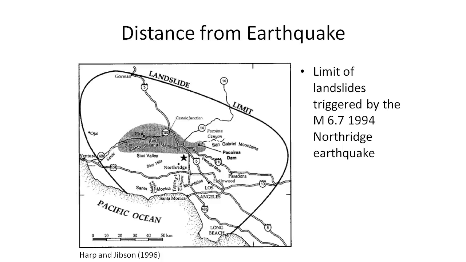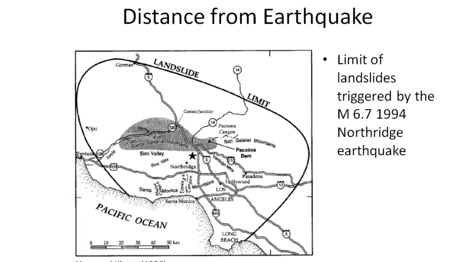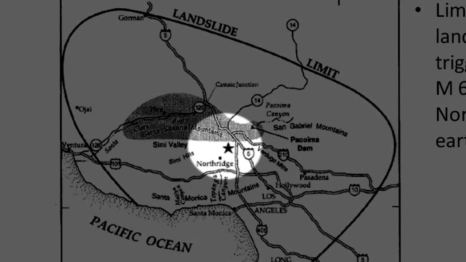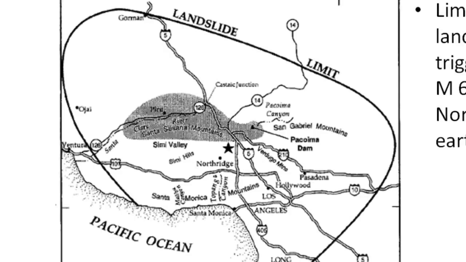This is the Northridge earthquake in California in 1994. It had a 6.7 magnitude, and the location of the epicenter is here. And the line around this map shows the limit at which landslides were mapped in the surrounding area. And that limit is somewhere around 50 to 75 kilometers. So that's in keeping with that graph that I just showed, showing that there is a relationship between the distance and the occurrence of landslide type damage.